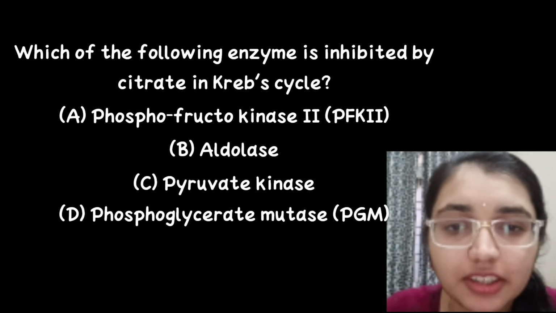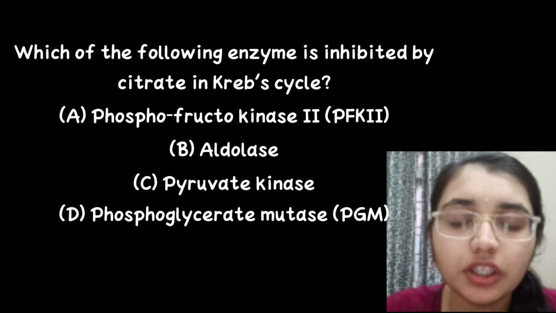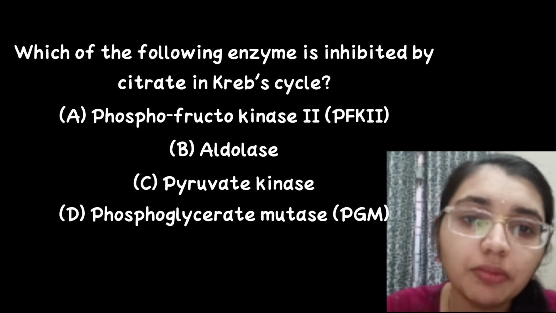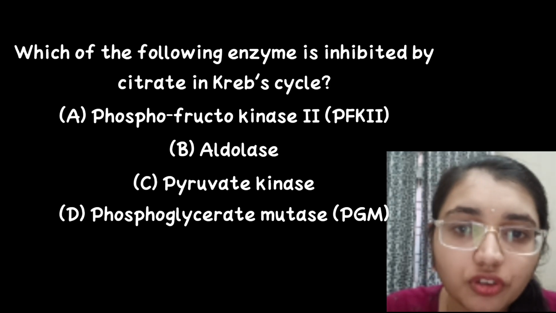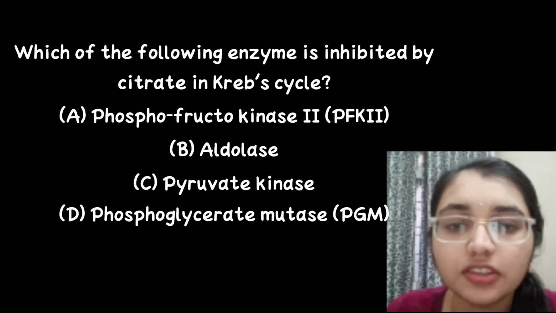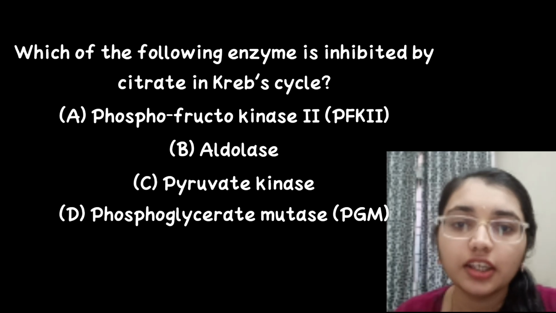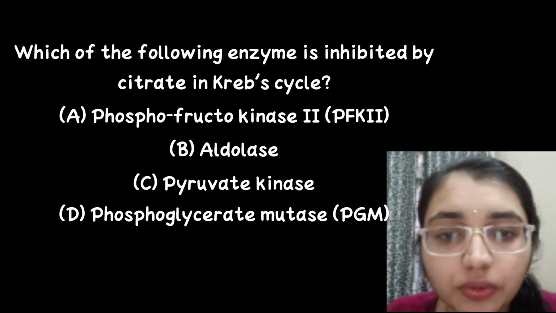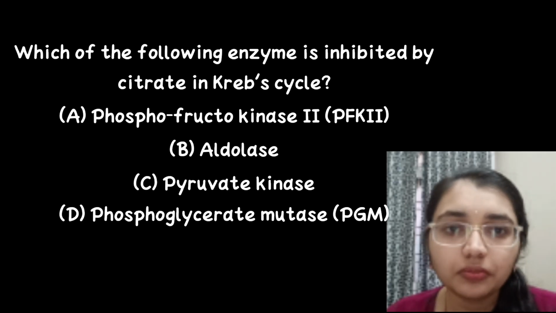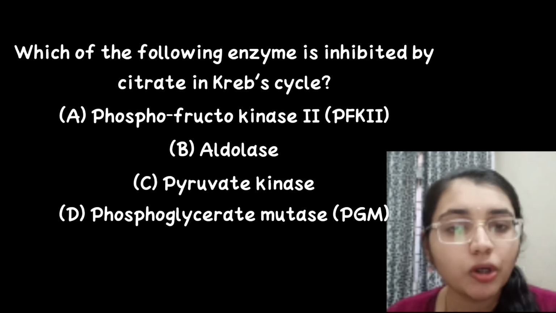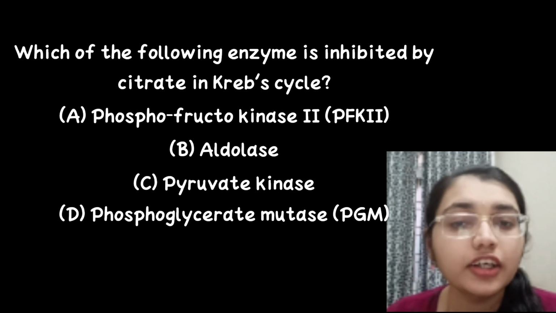Back to Biomindscape. Here the question is, which one of the following enzymes is inhibited by citrate in the Krebs cycle? Option A is phosphofructokinase 2, option B is aldolase, option C is pyruvate kinase, and option D is phosphoglycerate mutase. So try to answer this question. Pause and try. Let's move on to the solution.